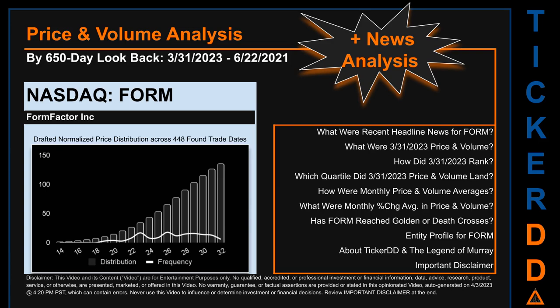FORM went public on June 12, 2003, which was roughly 19 years and 10 months ago. Looking back 650 calendar days from Friday, March 31, 2023 to Tuesday, June 22, 2021, we found 448 applicable trade dates for use in our analysis.